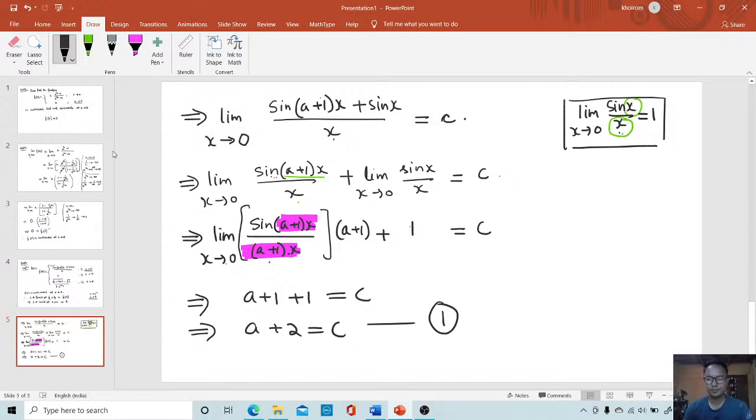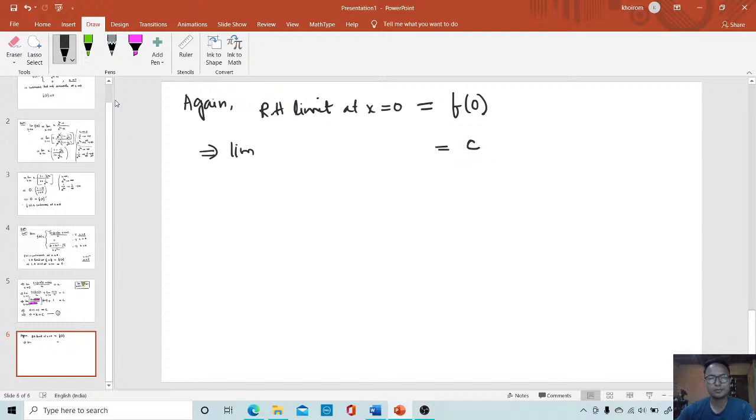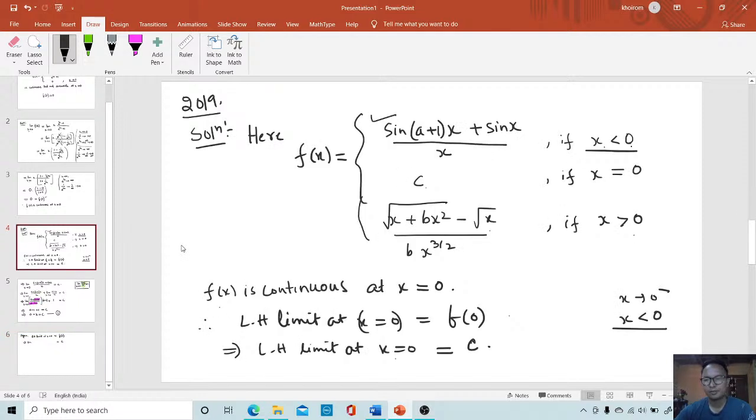Next, since the function is continuous, the right hand limit at x equal to 0 should equal f of 0. Now what do you mean by f of 0? The value of the function at x equal to 0, which is c.